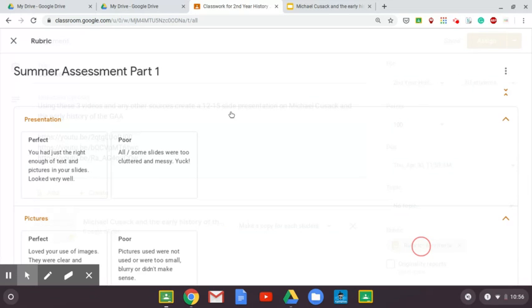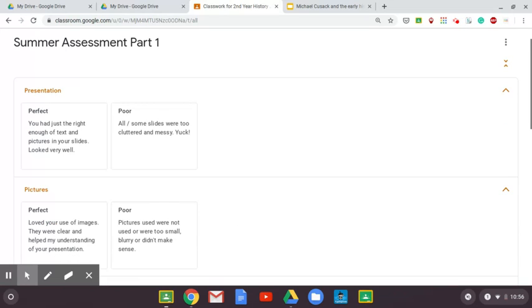You can see here the categories are as follows. Under presentation, perfect: you know me, I like slides that are clean, have a little bit of text and a good strong picture to go with them. So a perfect slide will have just the right amount of text and pictures. If it's poor, some slides are too cluttered and messy and just make me go yuck.